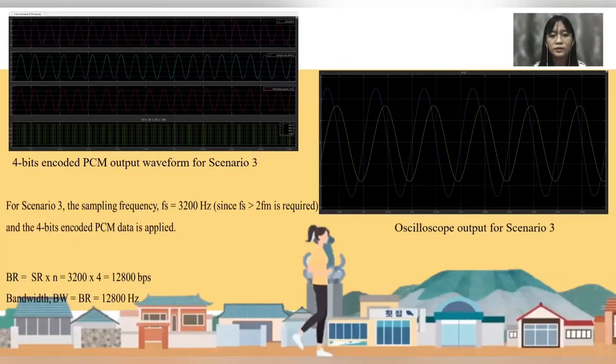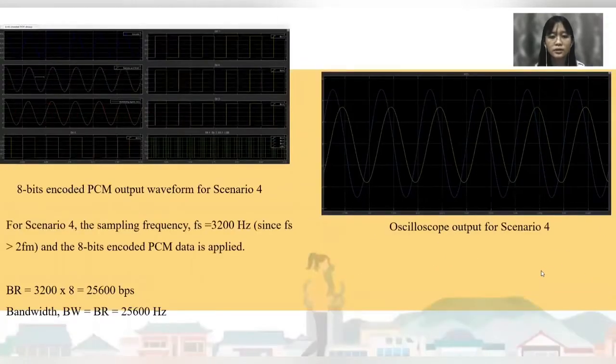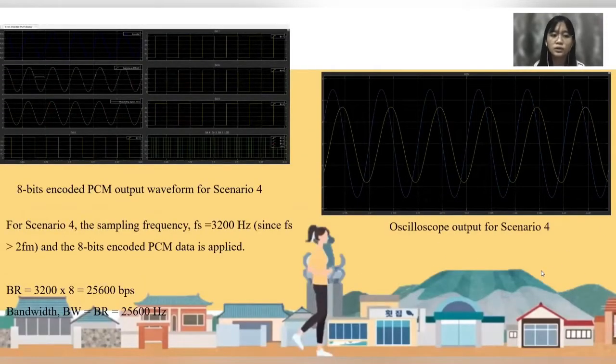And then the next one is the 8-bit encoded. As you can see here, this is the PCM output from scenario 4, and this is the oscilloscope output for scenario 4 also. For scenario 4, the sampling frequency is the same as previously, the same as the 4-bit encoded PCM, 3,200 Hz. Then the 8-bit encoded PCM data is applied.